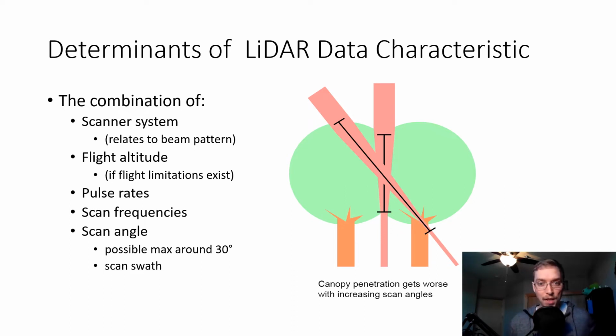And you can see on this image here, canopy penetration gets worse with increasing scan angles. So if you have a really big scan angle, you're not going to penetrate that canopy like you would if you had a nadir, directly down 90-degree shot.